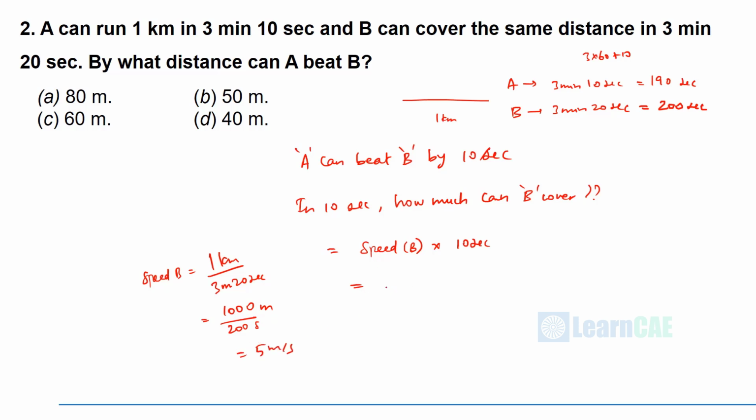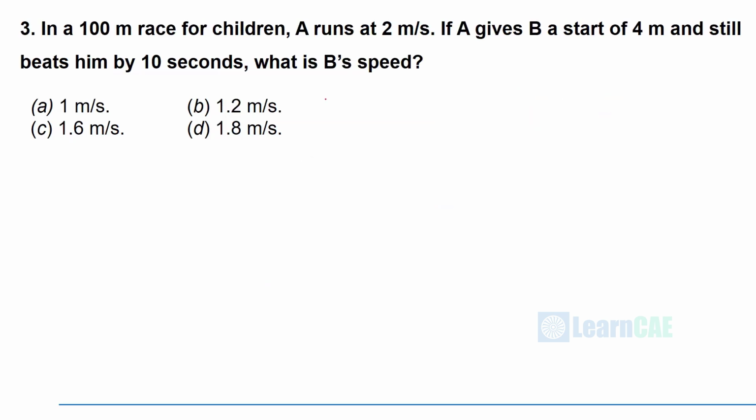So we shall substitute the value, 5 into 10. This will be meter per second and this will be second. So this is equal to 50 meter. So in 10 seconds, B can cover 50 meters. So the answer is B, 50 meters. So by the time A reaches, B will be 50 meters behind A. So A can beat B by 50 meters. The answer is B. Next question.